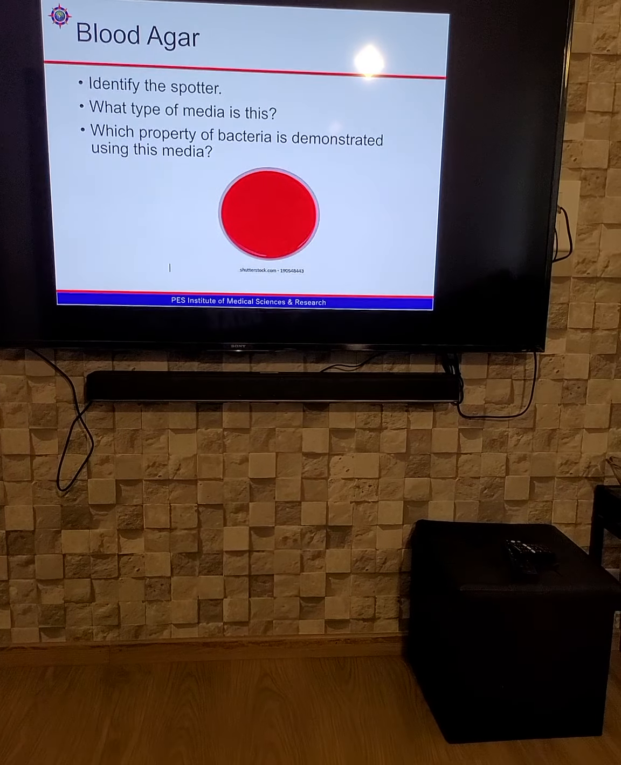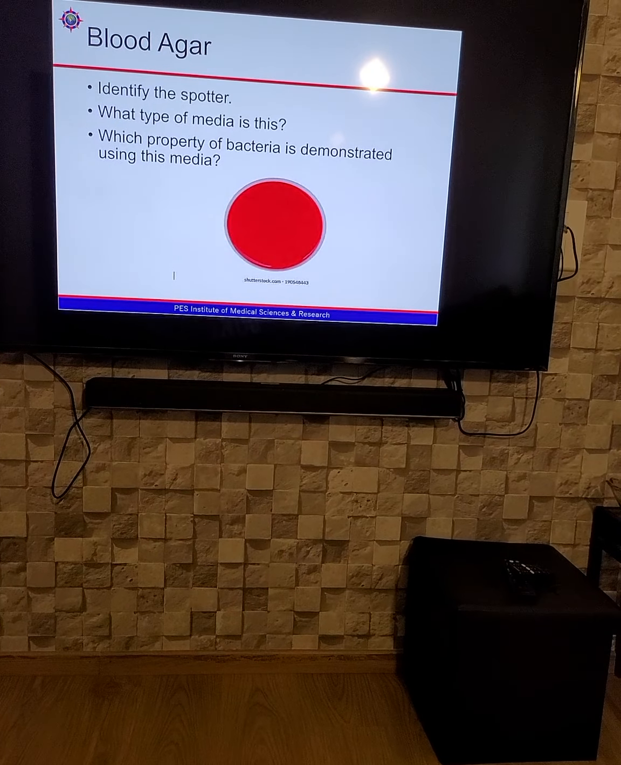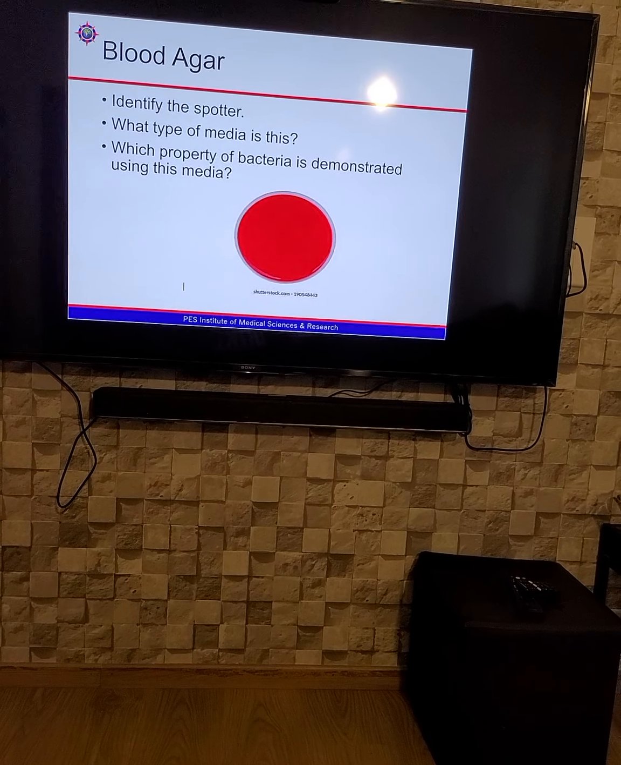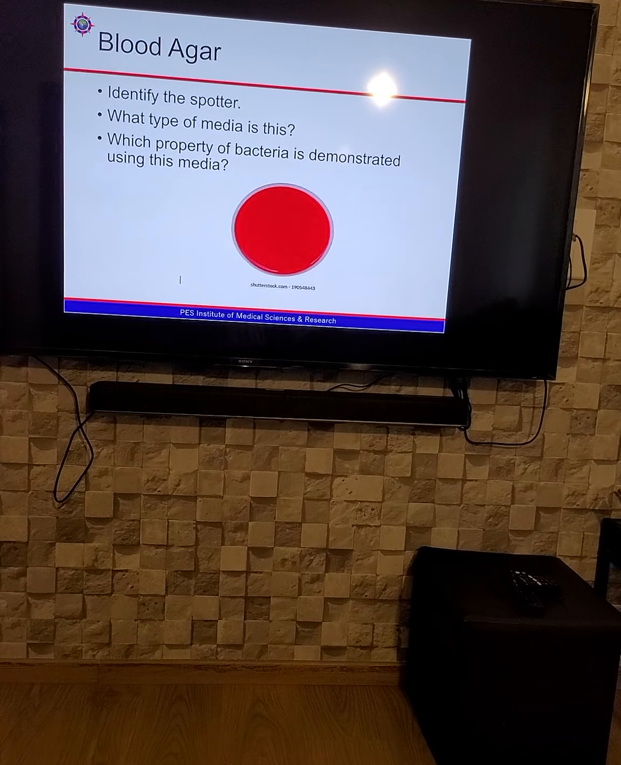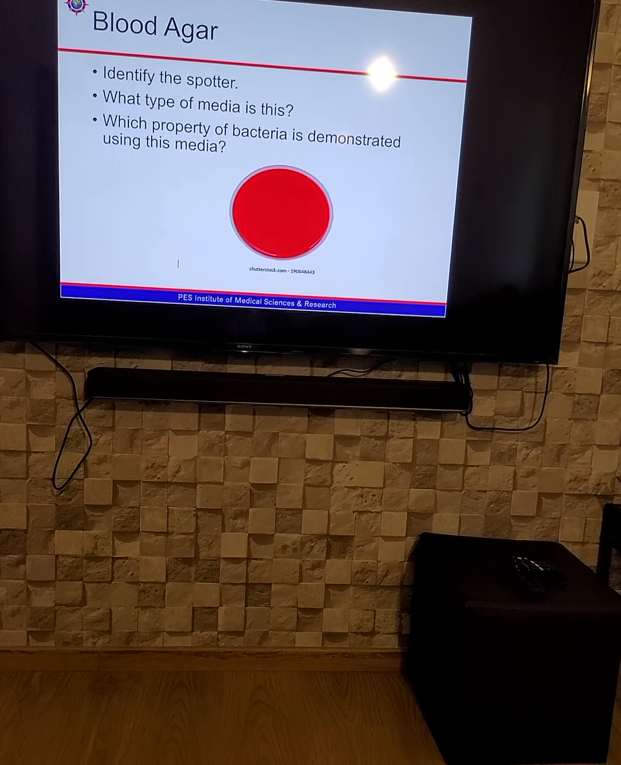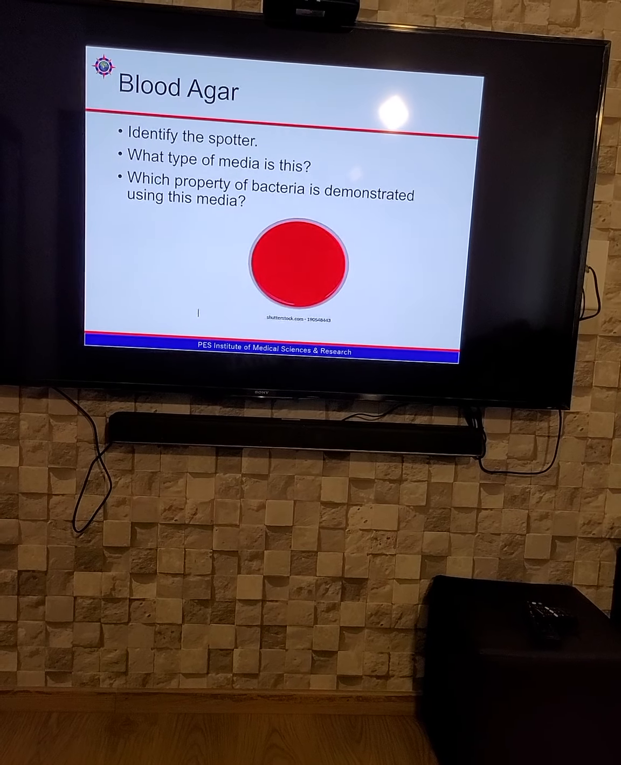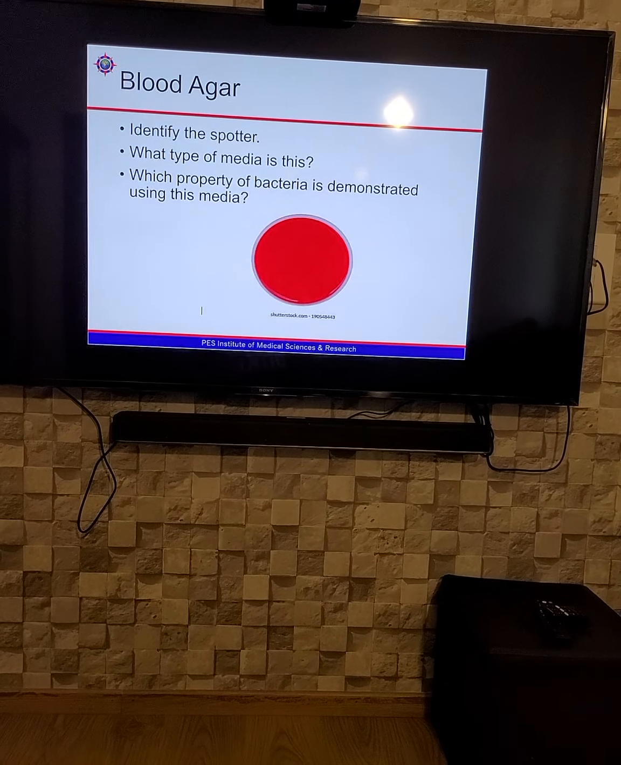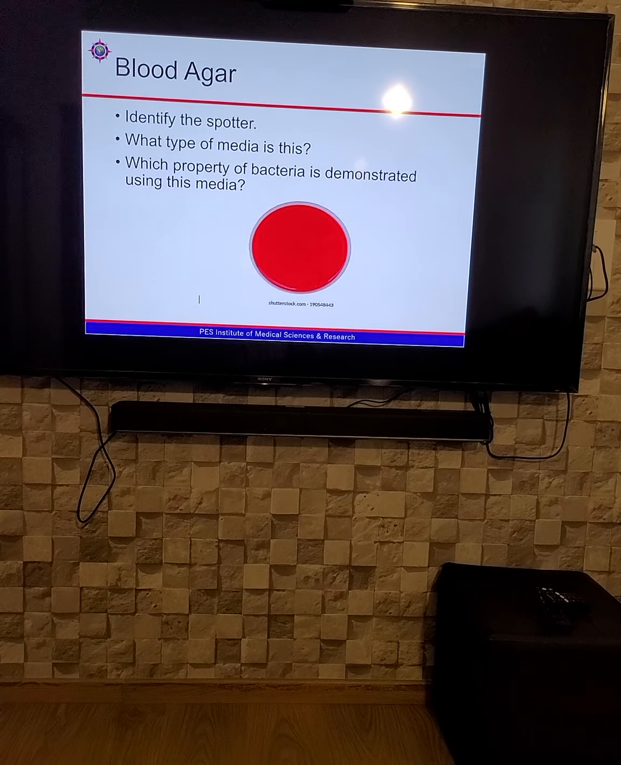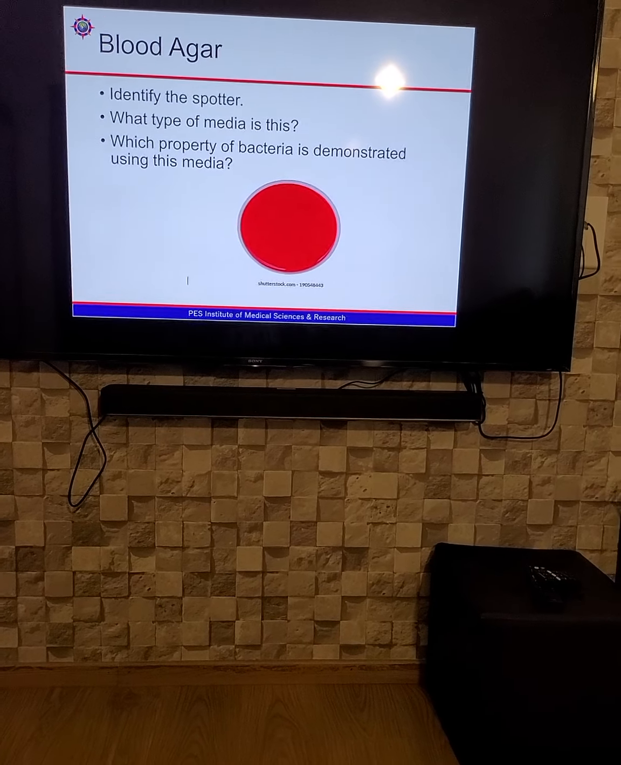Blood agar. Blood agar is nutrient agar plus 7% sheep RBCs. It's an enriched as well as differential media. It is used for growing streptococci: alpha, beta, and gamma streptococci. Alpha is partial zone of hemolysis, beta is complete zone of hemolysis, gamma is non-hemolytic streptococci.